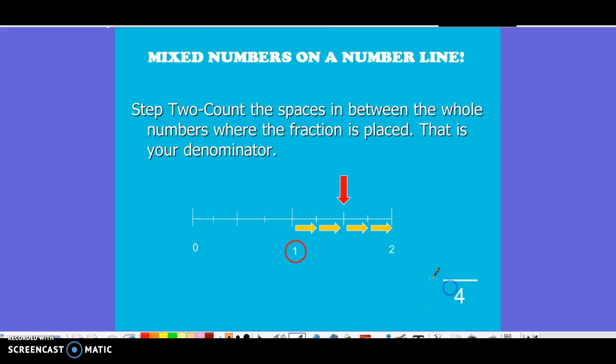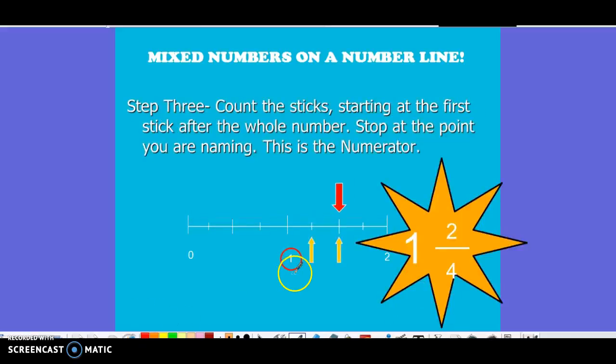Understand that as I'm writing this, I have already taken my whole number, written it next to the fraction, and circled it because the whole number came first. That was step 1. And then my denominator, which are the spaces, gets written down here. That's step 2. Then I count the sticks.